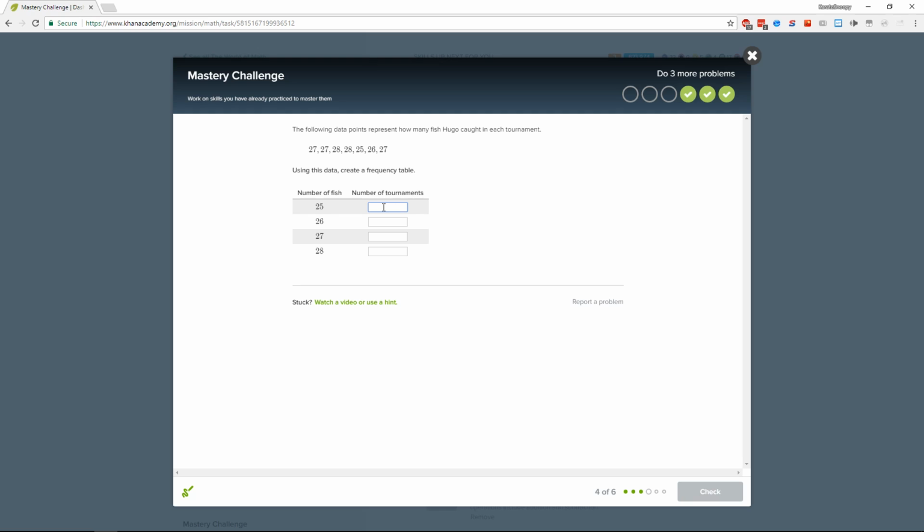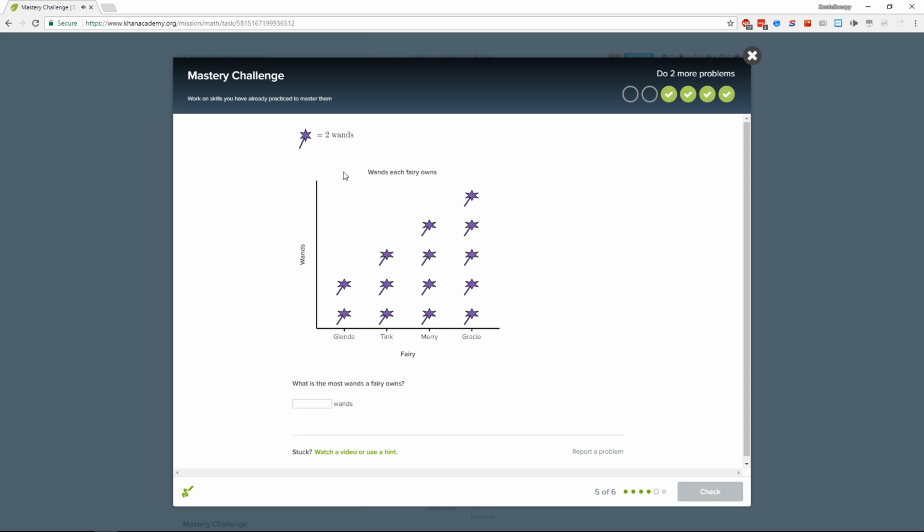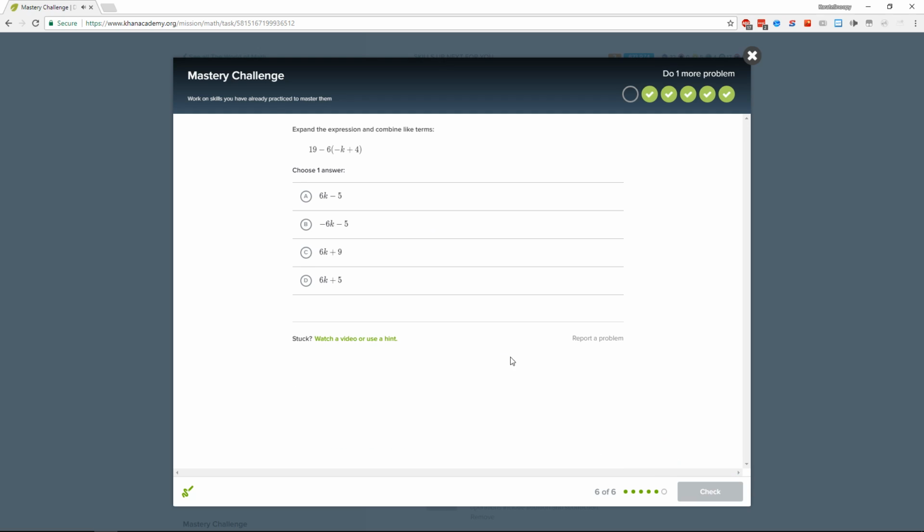Create a frequency table. How many times does that occur? 1, 3, 2. Some of these easy ones I'm kind of worried about getting wrong because I have to do it over again more times. What is the most wands a fairy owns? Wands each fairy owns. 1, 2, 3, 4, 5, 10 wands, because that stupid icon means 2 wands.